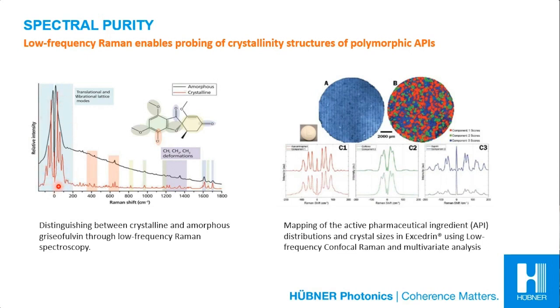Another example is from a study performed by a team at FDA in the US in collaboration with BW Tek, where they demonstrated fast mapping of the API distribution and crystallinity in several common off-the-shelf drugs by performing confocal Raman microscopy in the low-frequency region. This example shows mapping of an Excedrin pill, which is a medicine for headache and migraine. And it was pointed out in the study that as the low-frequency Raman peaks are typically much stronger than those in the fingerprint region, it enables faster mapping to work in this region.